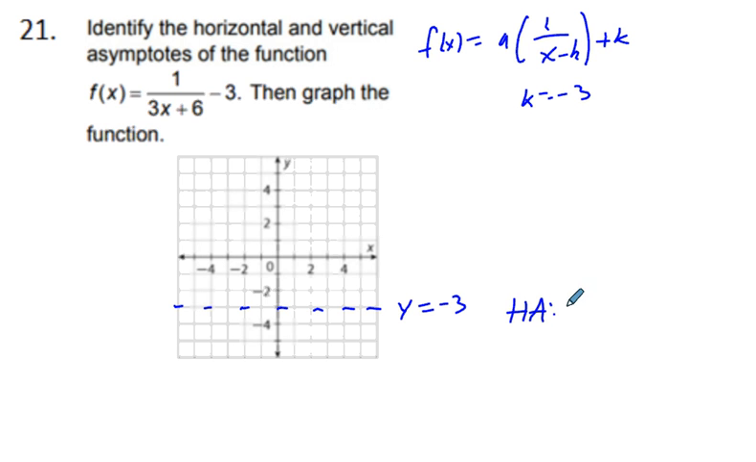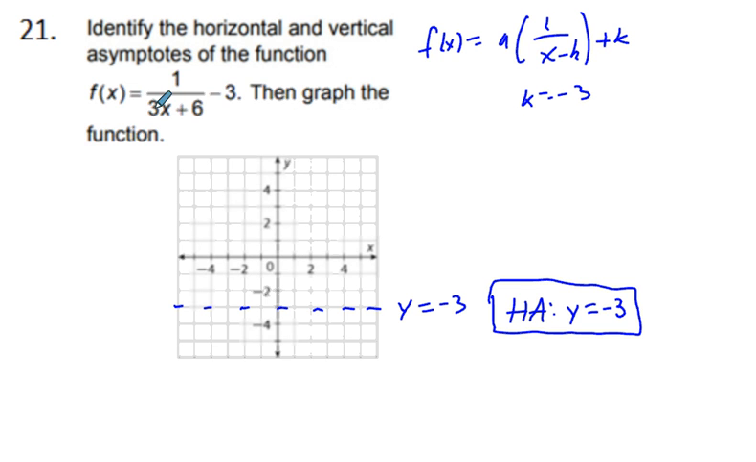Now I was quite picky about this because I saw a lot of just "y equals -3" or just "-3". Okay, and that's not a complete answer. You have to have really a fully articulated answer. That's our horizontal asymptote.